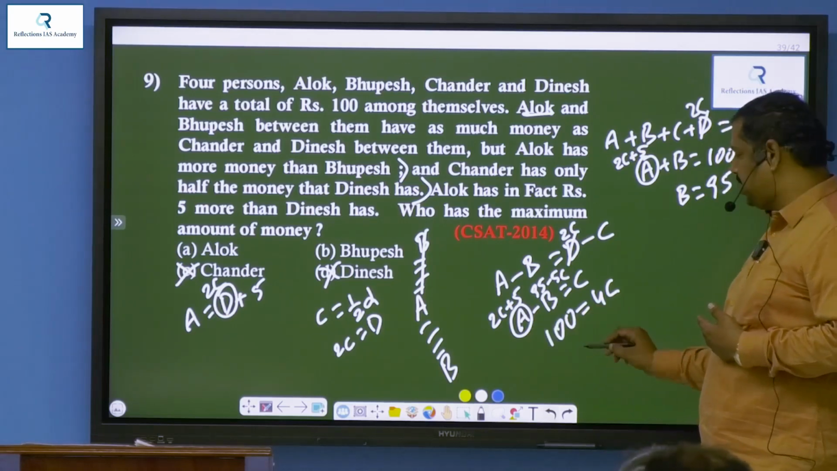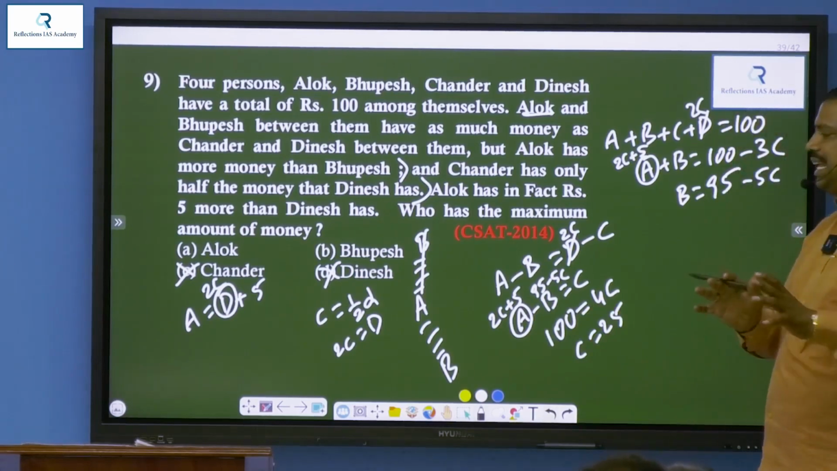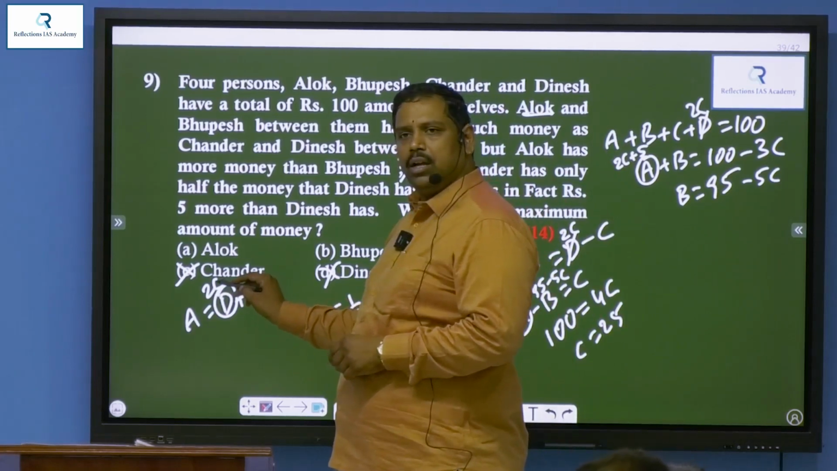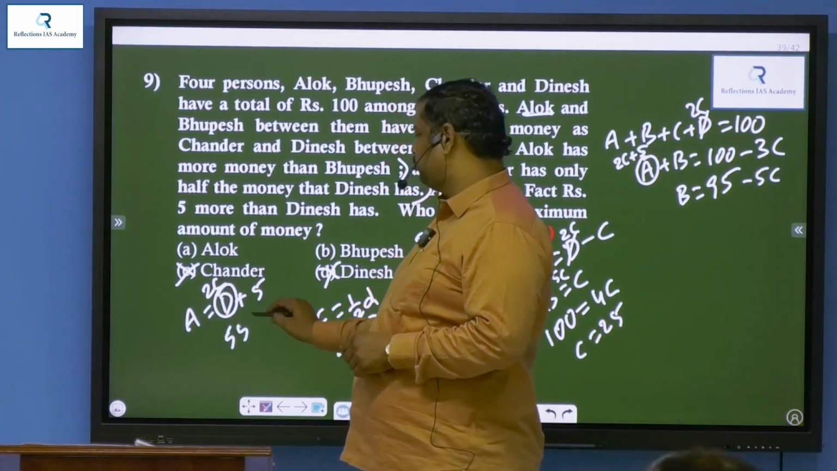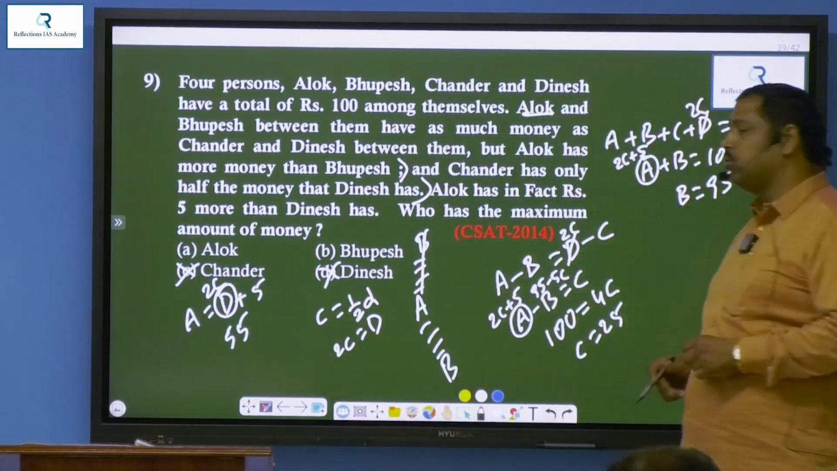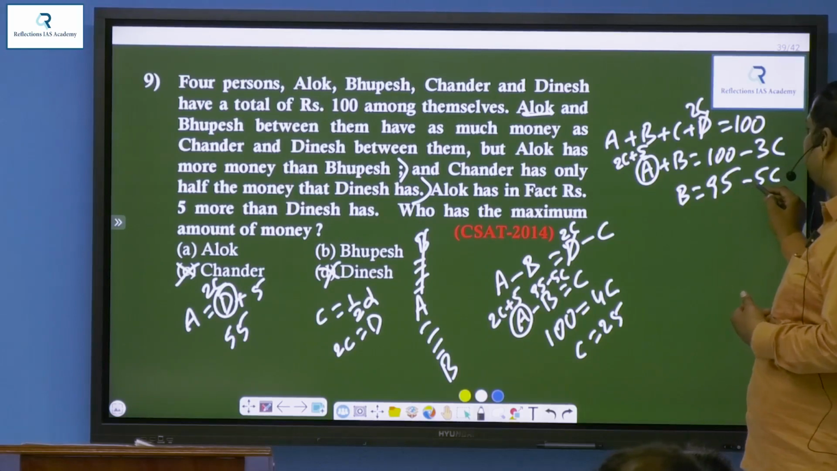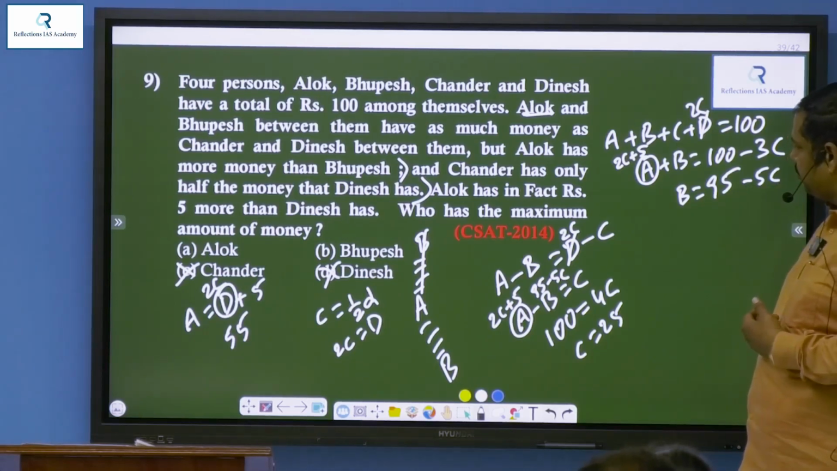What's the value of C? 25. C is 25. I have to calculate A and B values, right? A is how much here? 2C, 50 plus 5 means 55. Am I right or wrong? Okay. Substitute B here, 95 minus 5C. Check the calculation one more time.